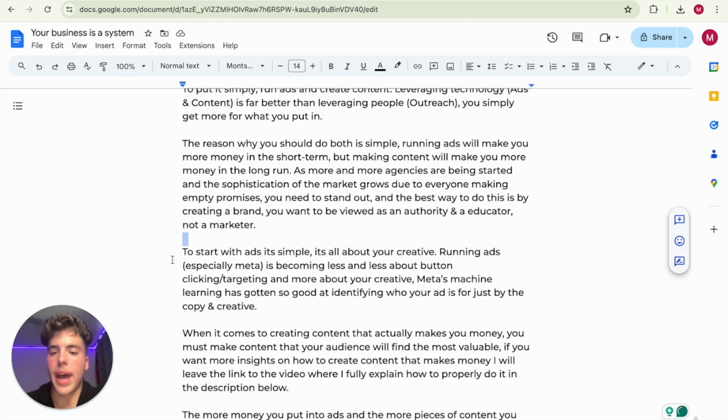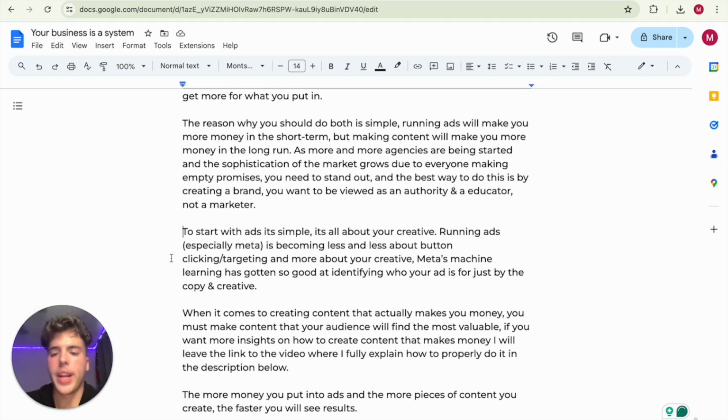And so to start with ads, it's simple. It's all about your creative. Running ads, especially Meta, is becoming less and less about button pushing, button clicking, targeting, and it's just becoming more about your creative. Meta's machine learning has gotten so good at identifying who your ad is for just by the copy and creative. So let's say you're targeting garage door businesses. Just by putting garage door businesses in your copy and creative, Meta will know exactly who to put the ad in front of. So media buyers are becoming less and less in demand because of how simple running ads has become, okay? Especially Meta.